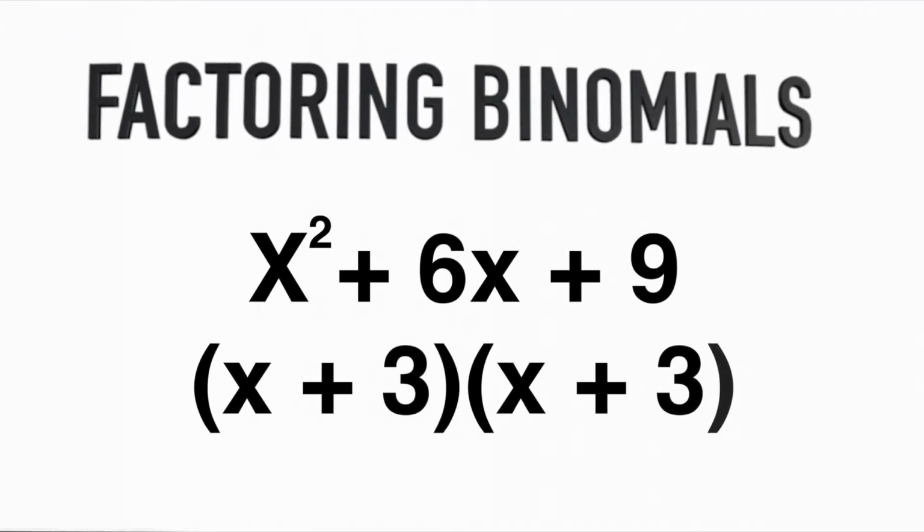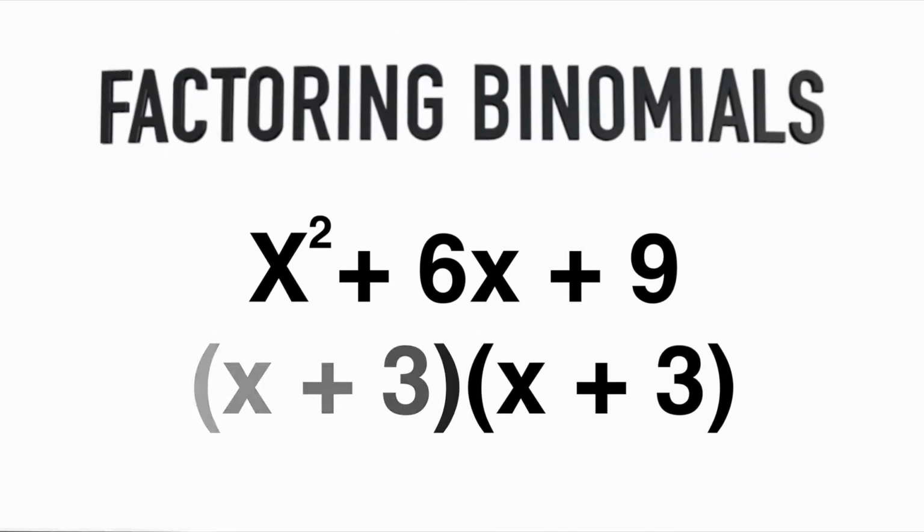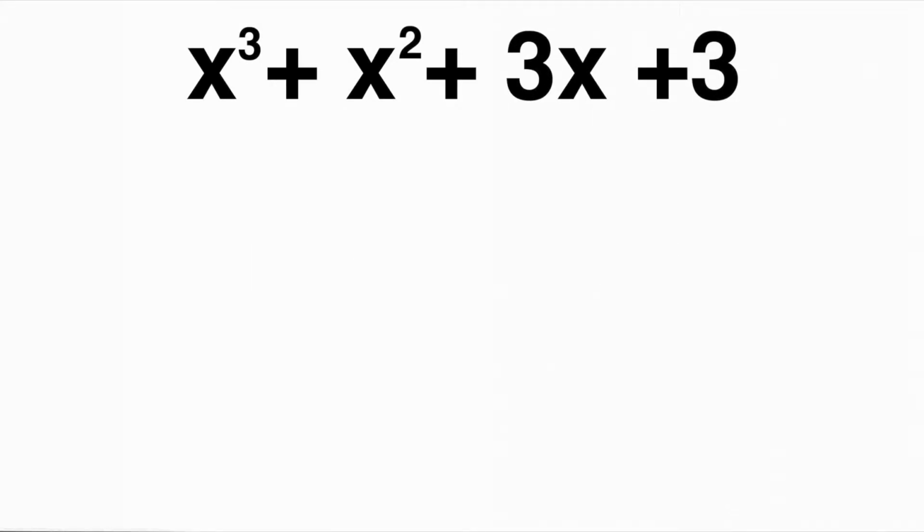Alright, we've learned the basics of factoring. Now let's get into the more complex aspects of factoring. So how would we factor x cubed plus x squared plus 3x plus 3? Well, with 4 we can try this method called grouping. This is what grouping looks like.